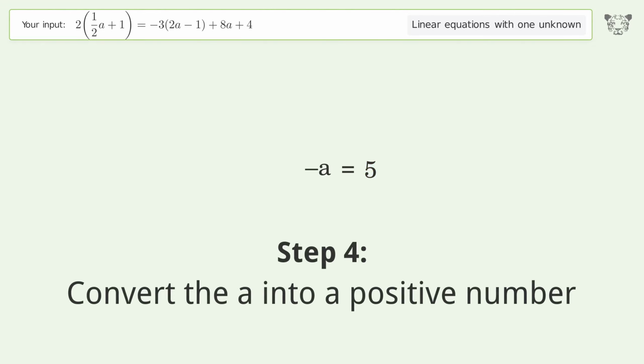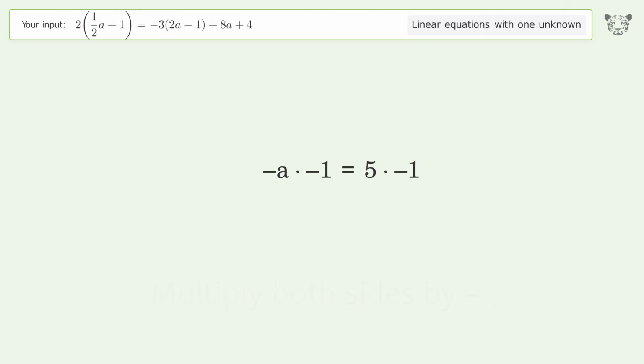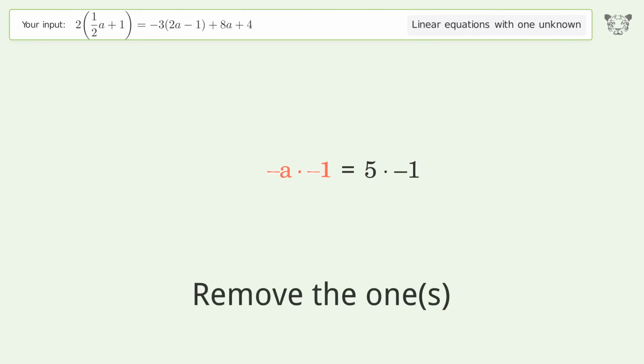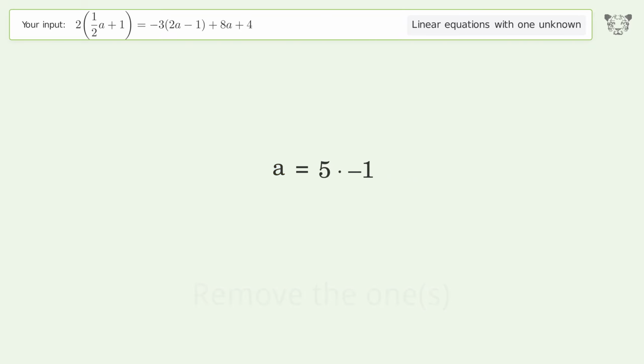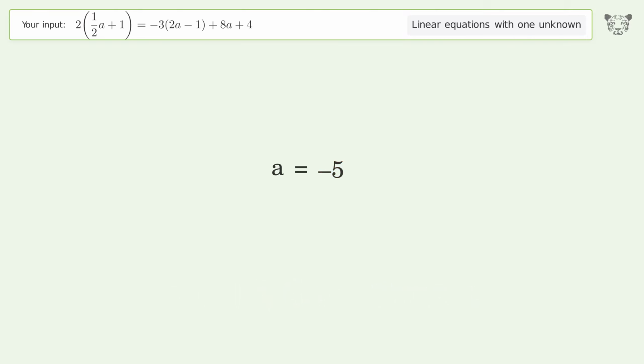Convert the a into a positive number. Multiply both sides by -1. Remove the ones. Simplify the arithmetic. And so the final result is a equals -5.